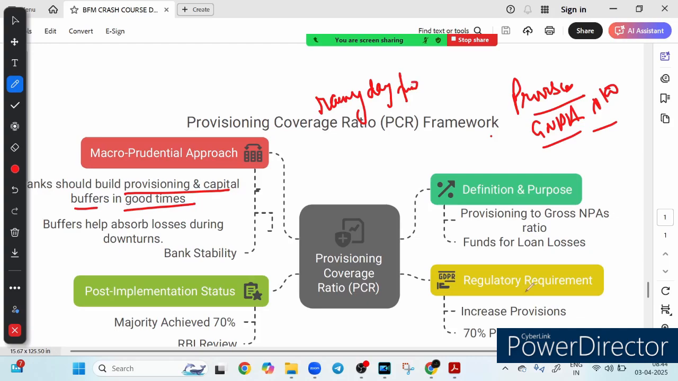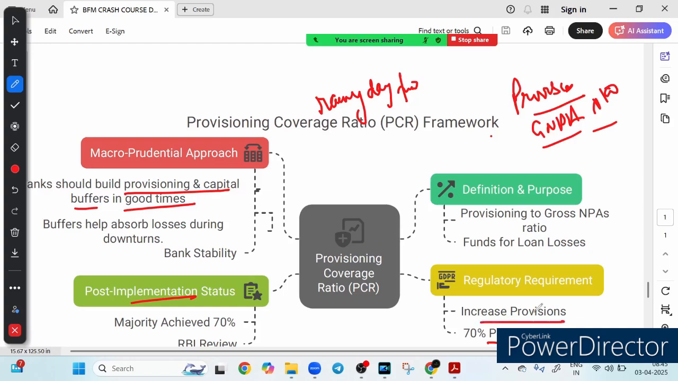And one more thing is the post implementation status. As per RBI, there is a target, so let me first talk about the target. The RBI has set a regulatory requirement for banks to achieve a 70% PCR target. This is not a suggestion, it is a mandate to make sure that banks are ready for any potential NPA or loan loss situation. If the bank's PCR is below this target, they have to increase the provision to meet the target, right?